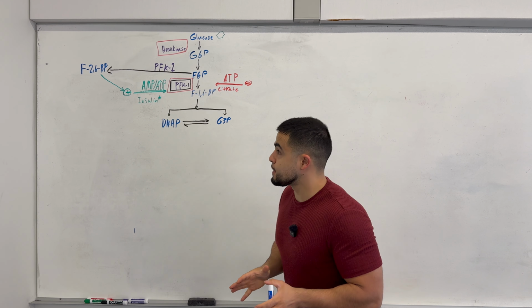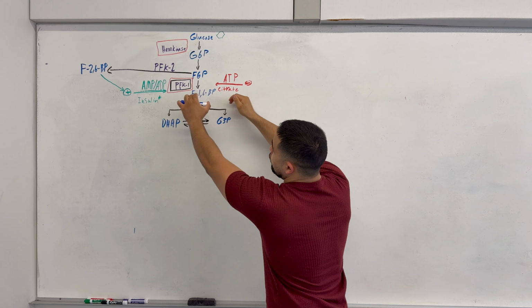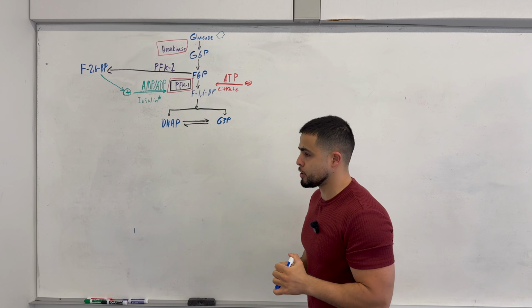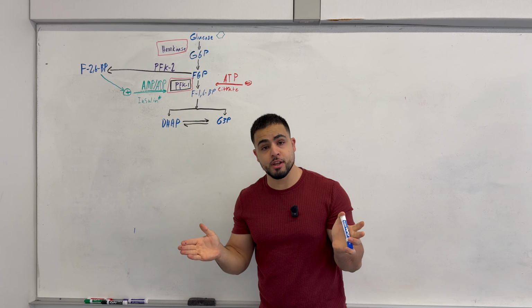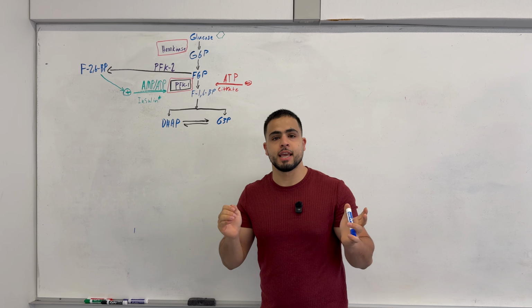Next step. In this next step over here, we want to take this 6-carbon molecule with 2 phosphate groups on it and break it down into 2 3-carbon molecules, each one possessing a phosphate group.